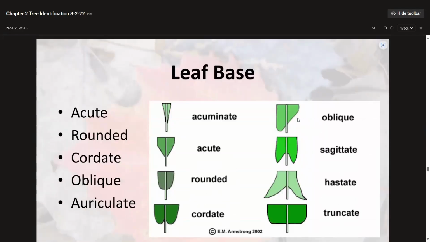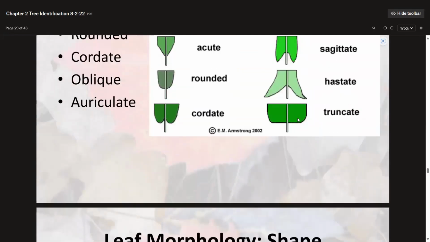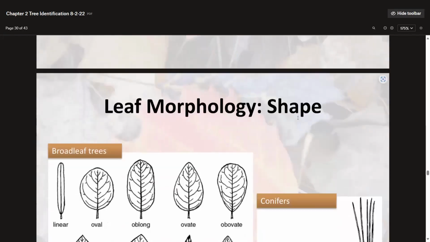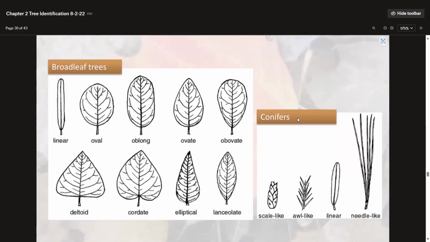And then you have your leaf base, and they can be different too. They can be acute, rounded, cordate, oblique, articulate. They can be any of these shapes at the base. So that will help you ID the tree because different trees have different leaf bases. Just kind of familiarize yourself with that. Leaf morphology, the shape of the leaf can tell you a lot. They can be linear, like a willow oak. They can be oval, oblong, ovate, obovate, deltoid, cordate, elliptical, lanceolate.